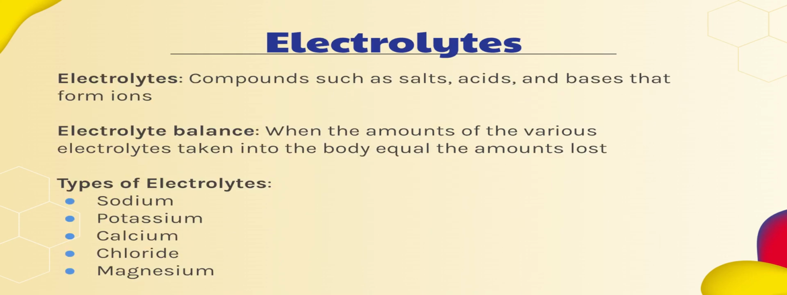Electrolytes are compounds such as salts, acids, and bases that form ions. Normally, a person obtains adequate amounts of electrolytes in the food and fluid ingested. Most organic compounds dissolved in the body fluid are non-electrolytes, or compounds that do not form ions, for instance, glucose. The electrolyte balance is when the amounts of the various electrolytes taken into the body equal the amounts lost.